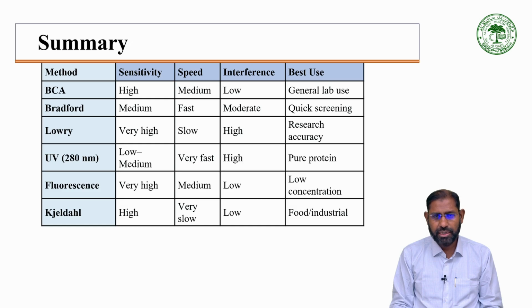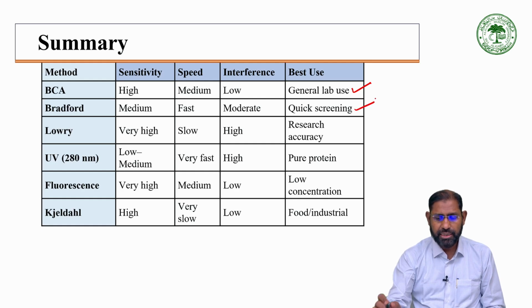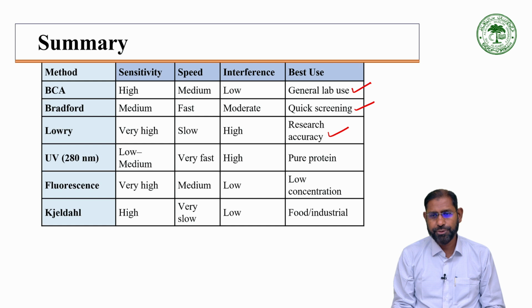BCA sensitivity is very high, speed is medium, and interference is low, and it is used in general lab. It's a very common assay for protein quantification. Then we have Bradford: sensitivity is medium but it is very fast, interference is moderate, and it is used for very quick screening. Within 10 minutes we can get the protein concentrations. Lowry has very high sensitivity but speed is slow, and interference is also high, and it's used where research accuracy is needed; it gives good, accurate quantification.